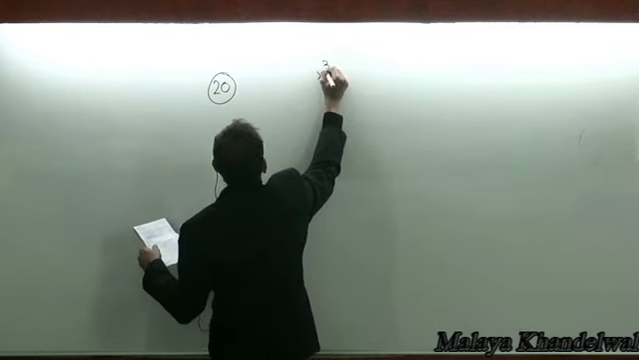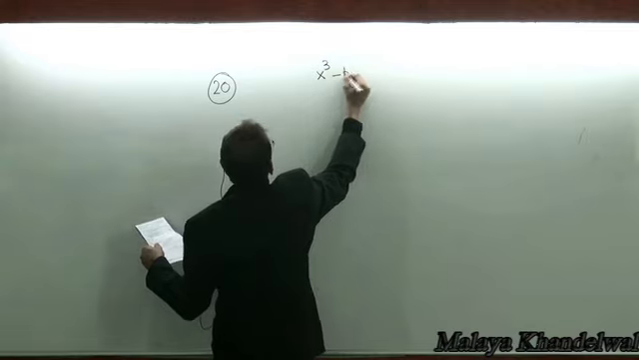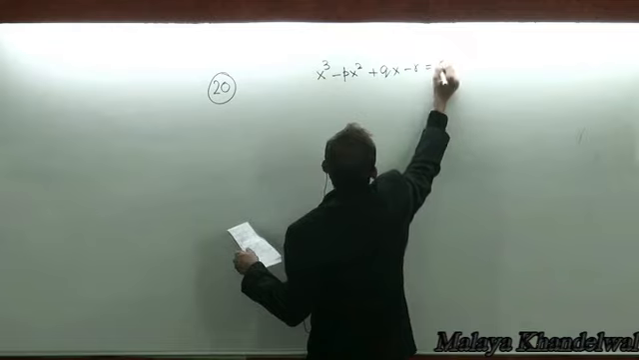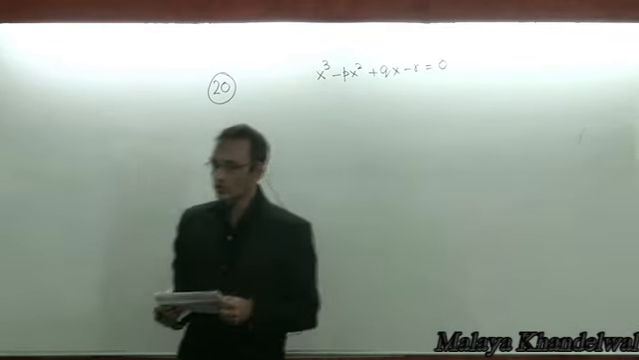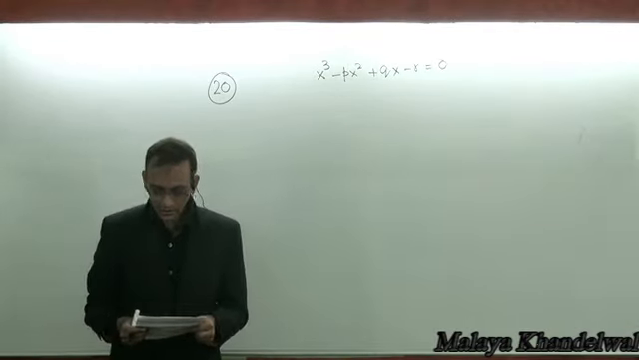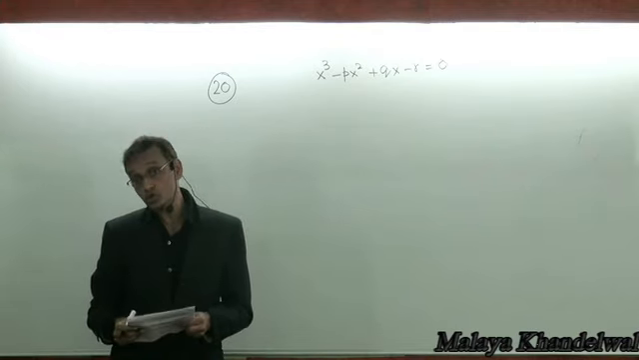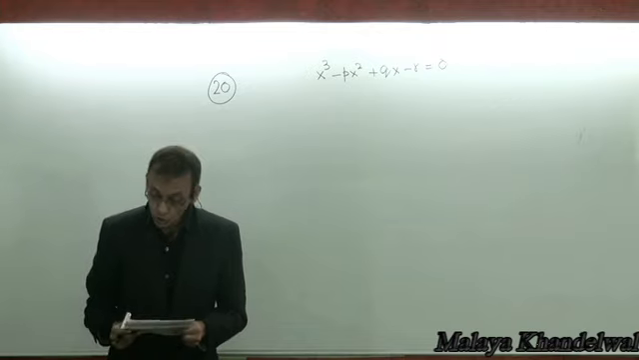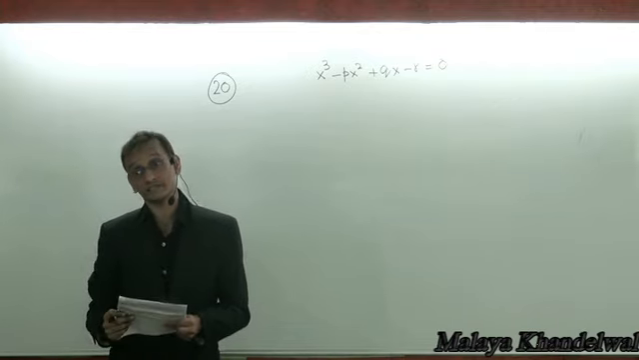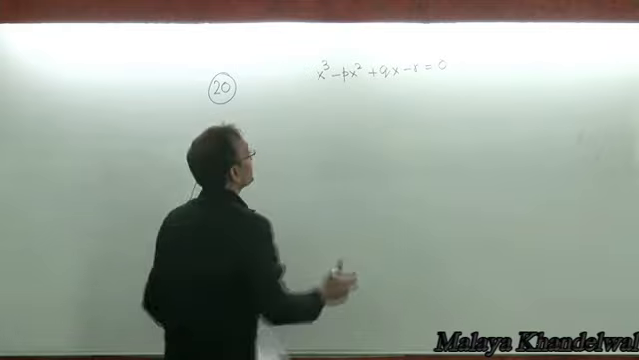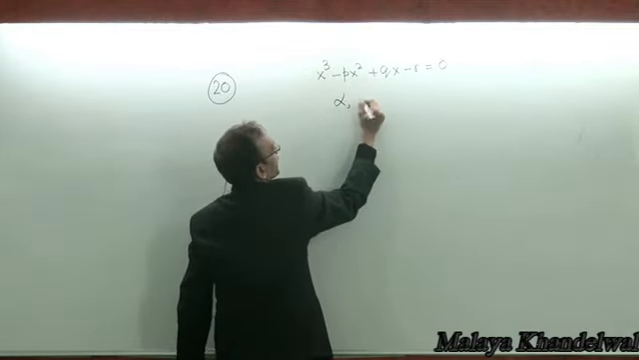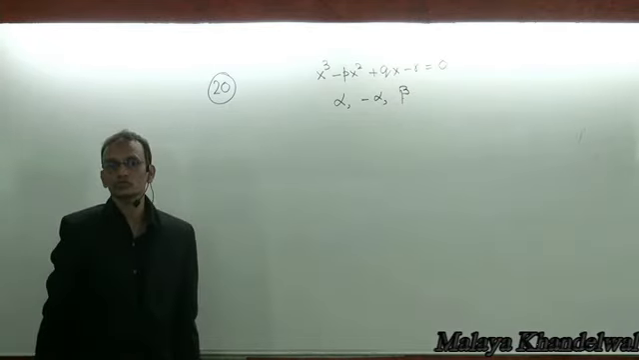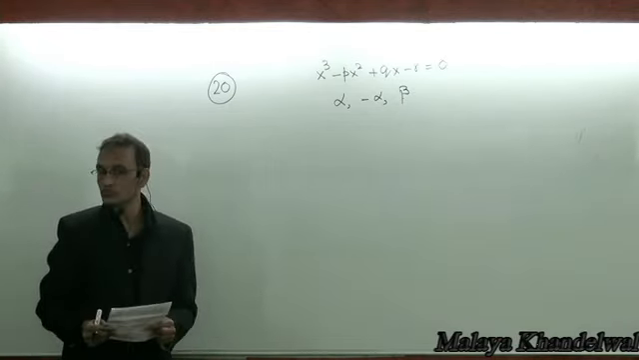There is a cubic equation x cubed minus px squared plus qx minus r equal to 0 given to us. And it has three roots. A cubic will have three roots. Two roots are equal in magnitude but opposite in sign. That means one root is alpha, the other one is minus alpha, and the third root is beta. These are the three roots.